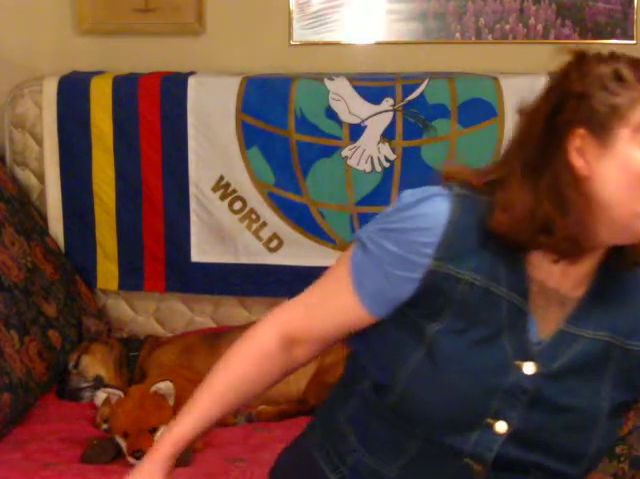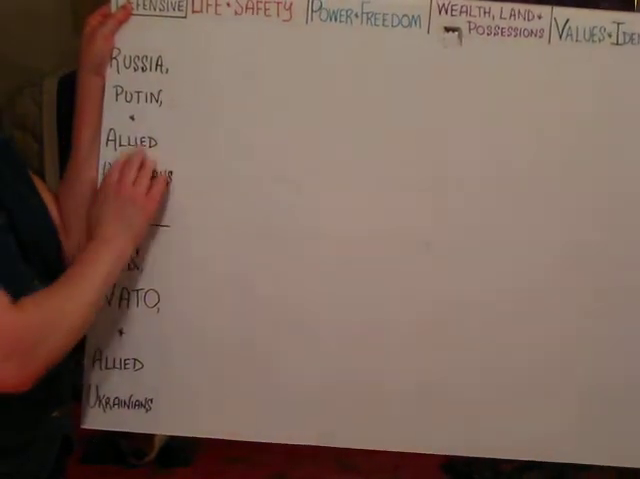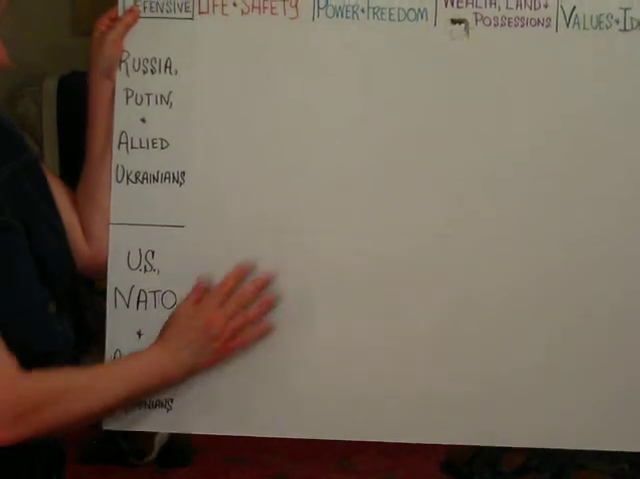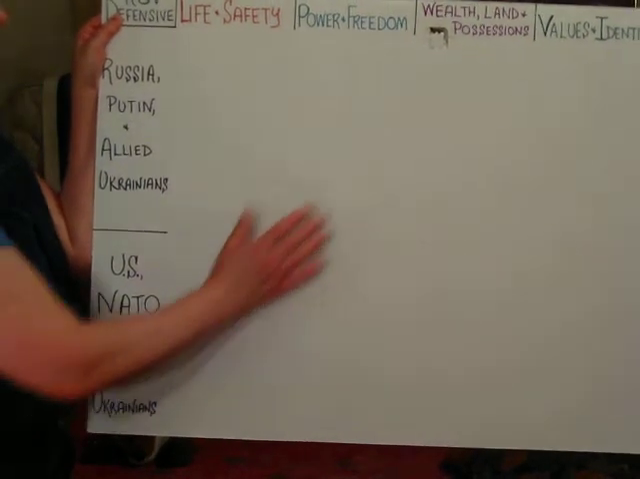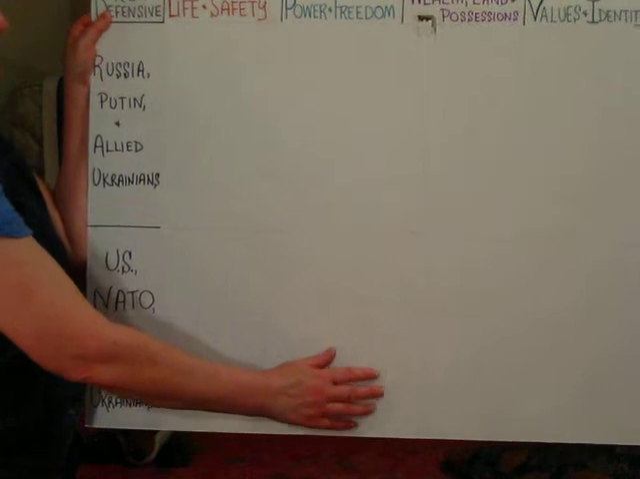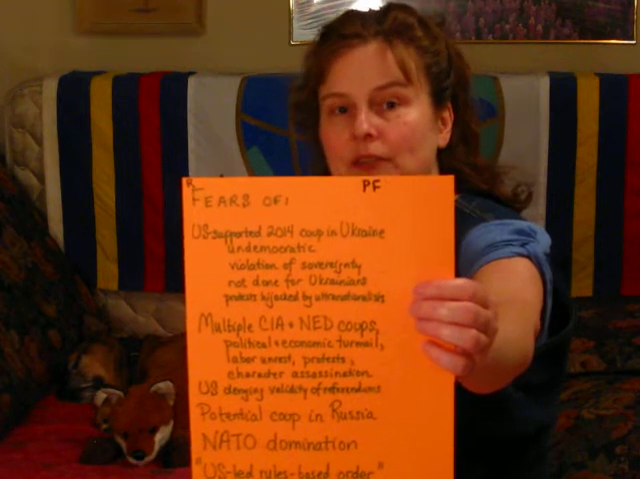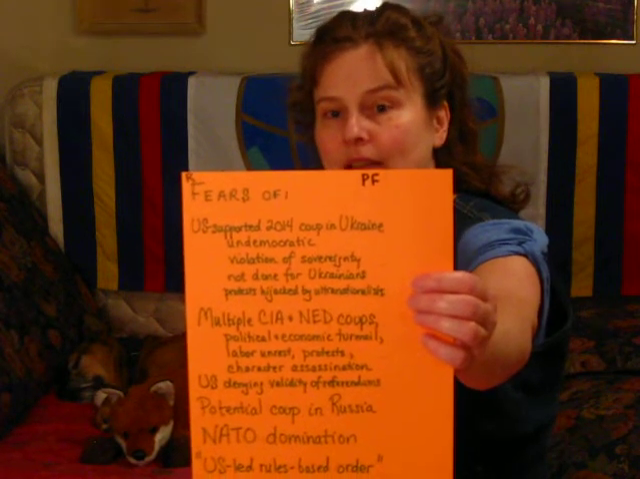So then on our big chart here, we've talked about how Russia, Putin, and allied Ukrainians feel fear to life and safety. And we've talked about how the U.S., NATO, and allied Ukrainians feel fear to life and safety. So then we look at power and freedom. Now again, I'm doing this very briefly because things are really serious and I don't know if we have time for an essay for each topic. So, power and freedom. How does Russia, Putin, and allied Ukrainians feel that their power and freedom are threatened?